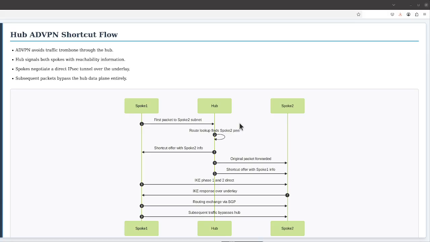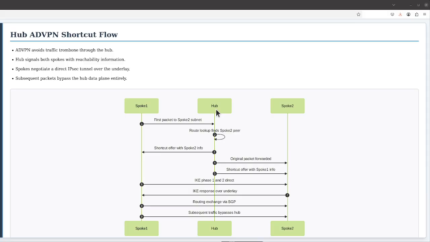This includes Spoke 2's public IP address, its Phase 1 proposal details, and the authentication information. At the same time, the hub forwards the original packet onto Spoke 2 so that no traffic is lost during the setup. The hub also sends a shortcut offer to Spoke 2, notifying it that Spoke 1 wants to establish a direct connection and providing Spoke 1's reachability information.